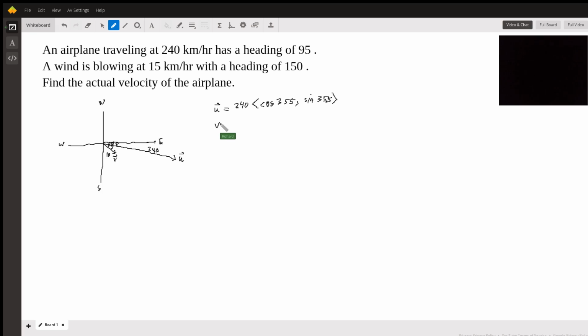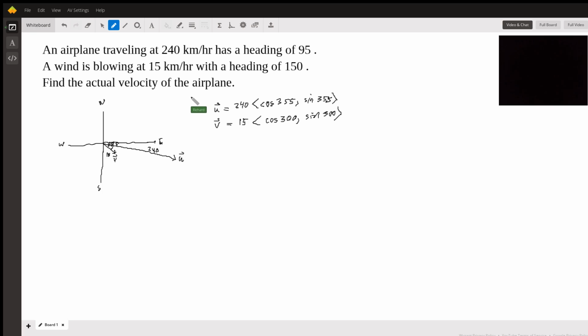And then vector V has a magnitude of 15, and it's going to be cosine of 300, sine of 300. And that's the component form of vector V.